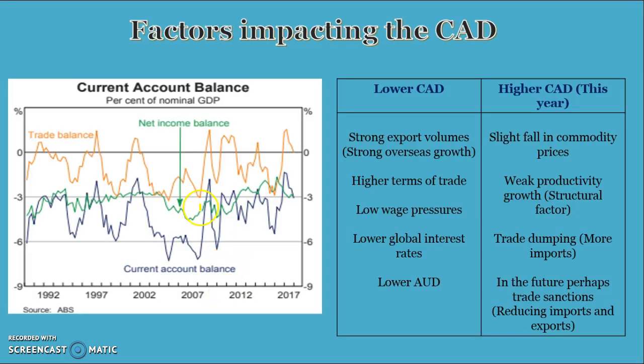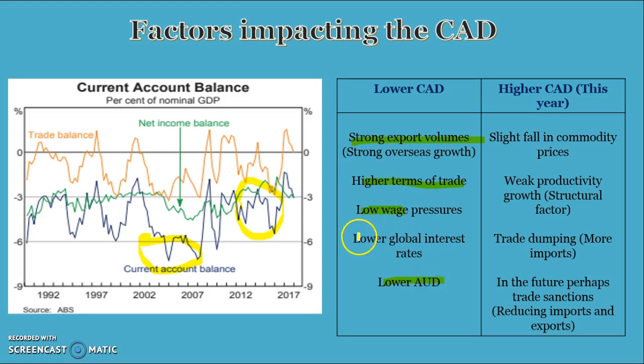Okay, and a couple of last things about the current account. The reasons for the lower CAD, so during these times here when we had a lower CAD compared to what it was back here, was because of strong export volumes in Australia, a higher terms of trade, with the main things increasing credits, and then the main things decreasing debits were things like low wage pressures, so we weren't importing as much, which helped to reduce our imports, and the low Australian dollar was another one.